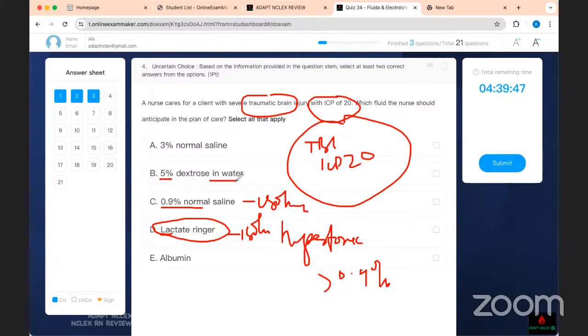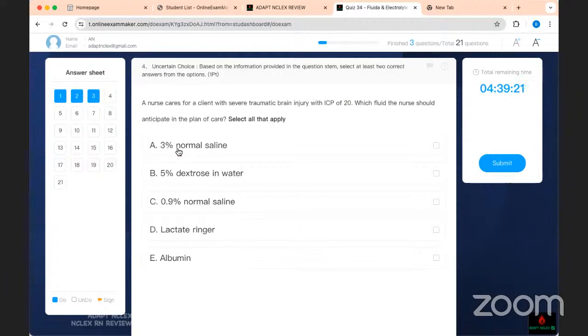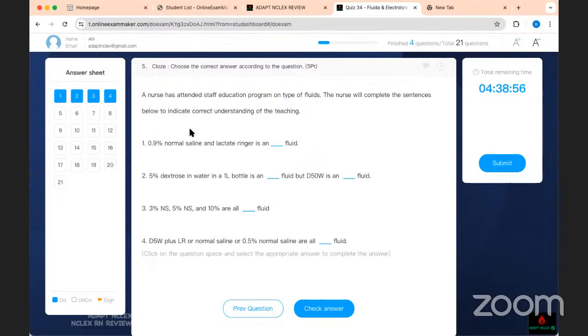5% dextrose, it depends on where it's located. 5% dextrose is D5W. It's in the bottle sitting on the nursing station, so that is what? An isotonic fluid. But when you infuse it, it becomes hypotonic. Still, you cannot use it. So the right answer is 3%. Only one answer, but I intentionally listed the others just for content. So do you know your fluids? Do you know which one is which? What do you need to use?